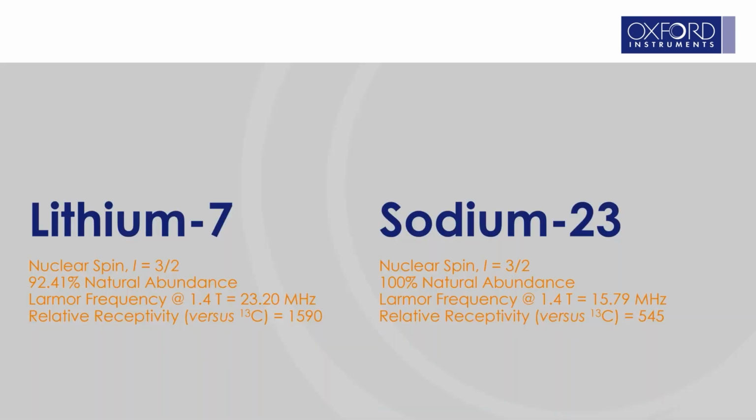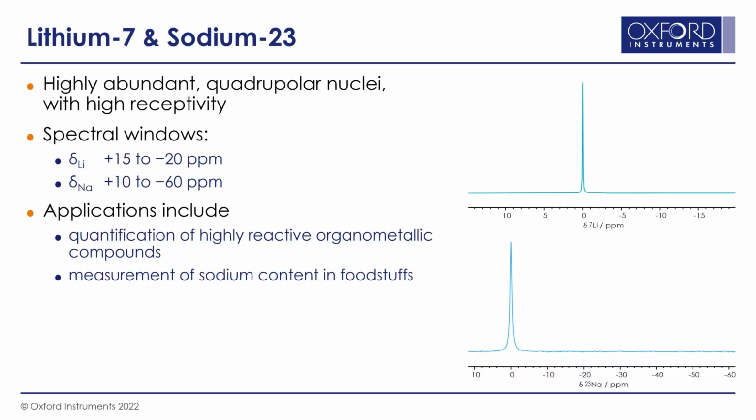The next 2 nuclei we'll look at are lithium-7 and sodium-23, which have a similar range of applications and performance in NMR spectroscopy. Lithium-7 and sodium-23 are both high abundance quadrupolar nuclei with high receptivities. Solutions of the lithium or sodium cations will generally give signals around 0 ppm, though organometallic compounds of lithium and sodium extend the spectral windows to around 35 and 70 ppm respectively.